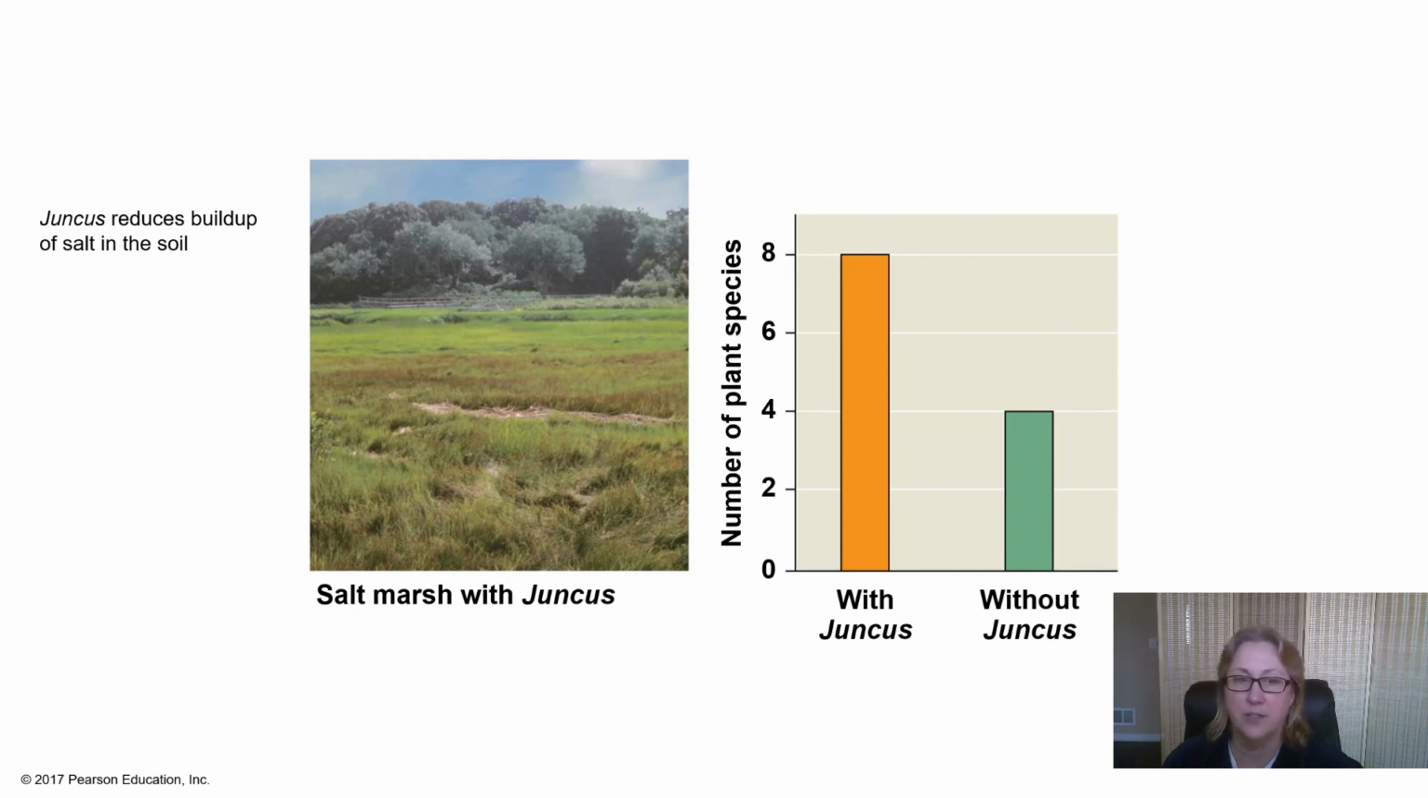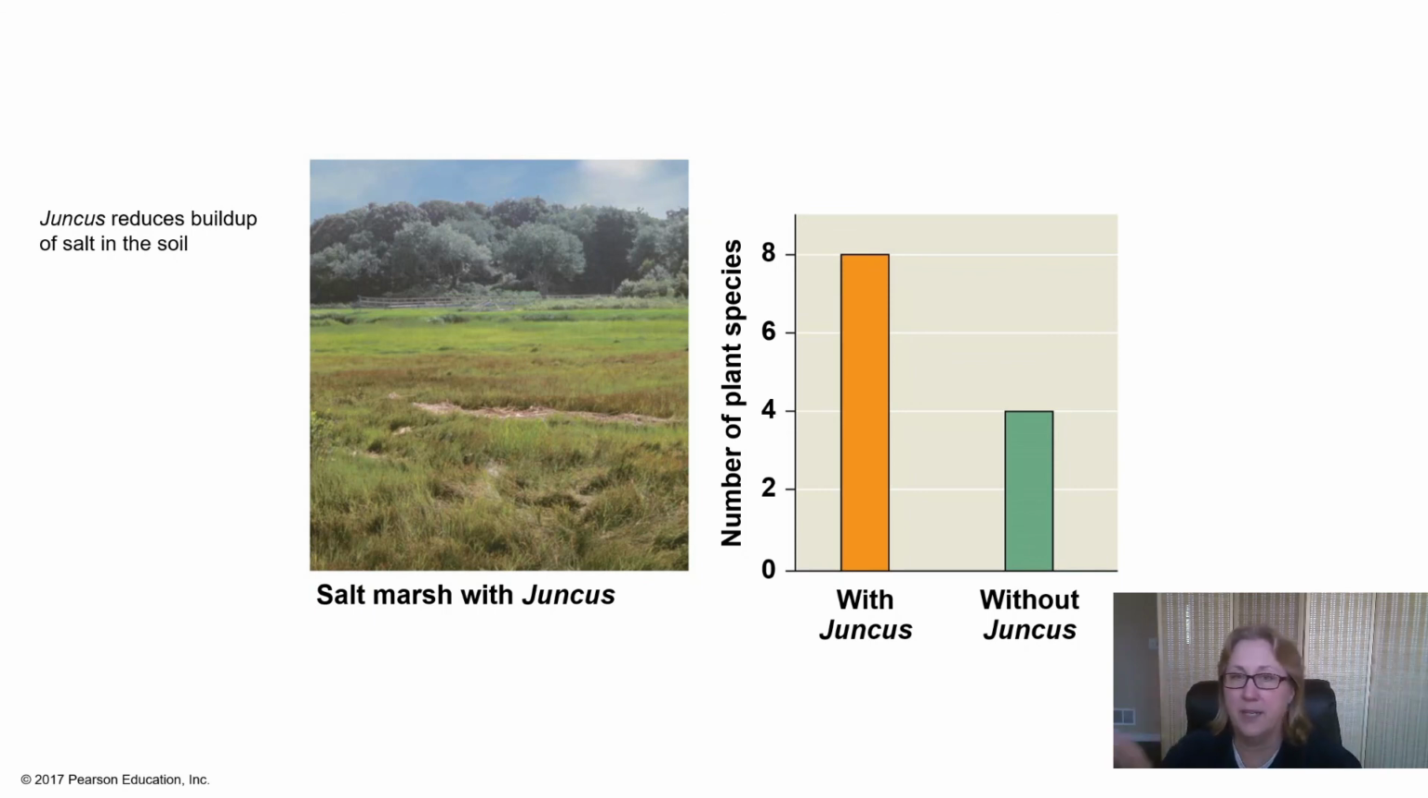And the reason has to do with where it's found. It's found in salt marshes. So salt marshes are found near the ocean. So you have an encroachment of salty ocean water into a salt marsh. And Juncus helps the soil stay moist so that the actual concentration of salt is less. Because if there's more water, then the salt concentration is less.